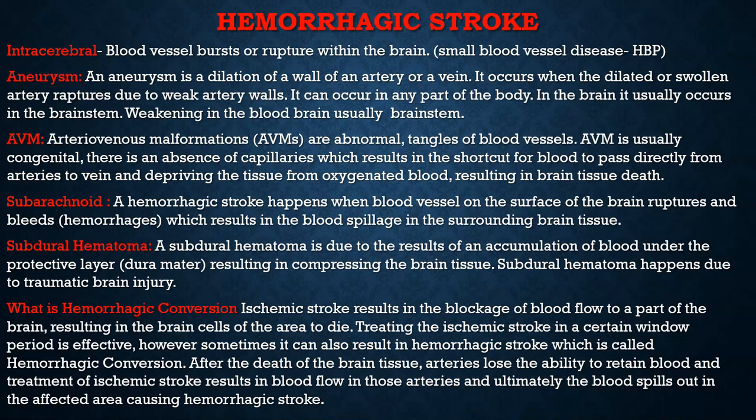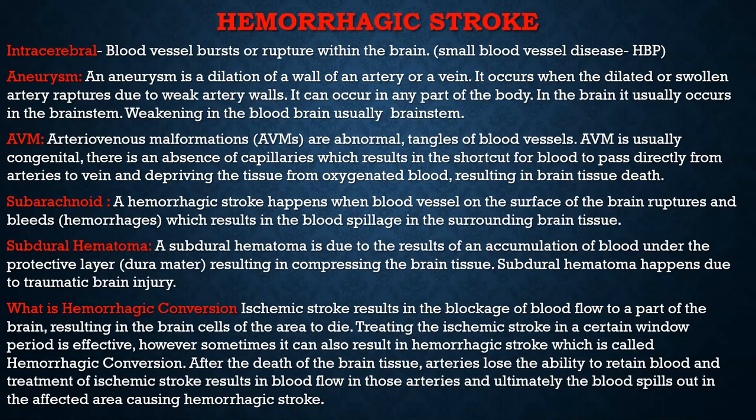Subarachnoid hemorrhage, that's the hemorrhagic stroke that happens when a blood vessel on the surface of the brain ruptures and bleeds, which results in blood spillage in the surrounding area. The subdural hematoma again is from trauma like TBI, like a car accident, you hit your head, and the blood accumulates under the protective layer, which is the dura mater, and it compresses the brain tissue.